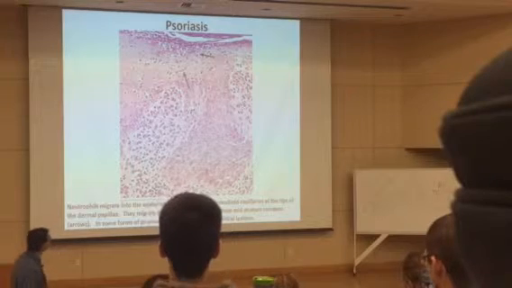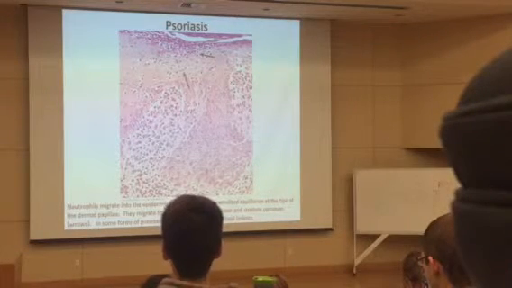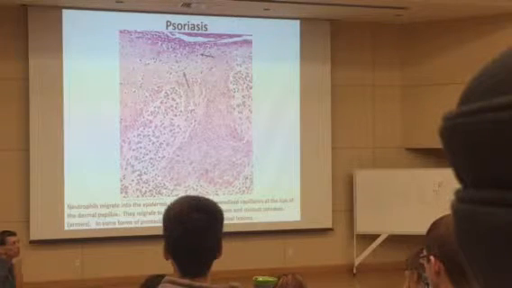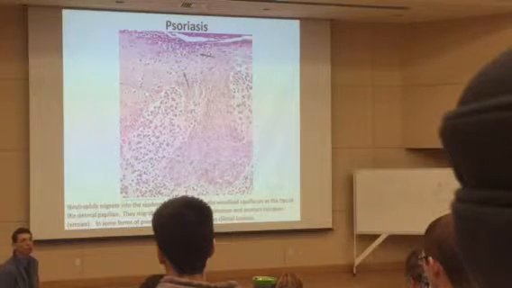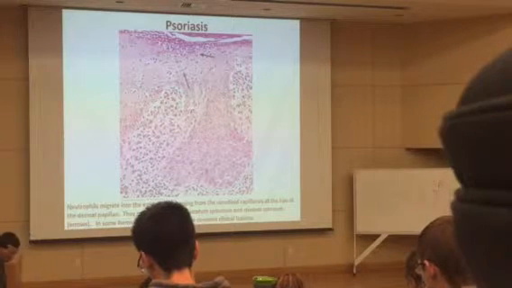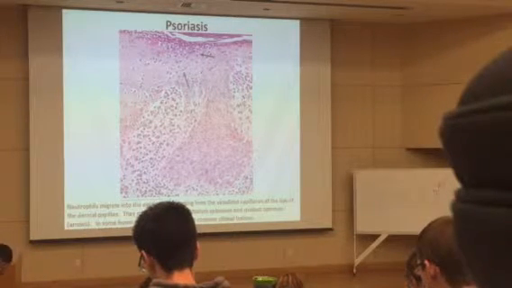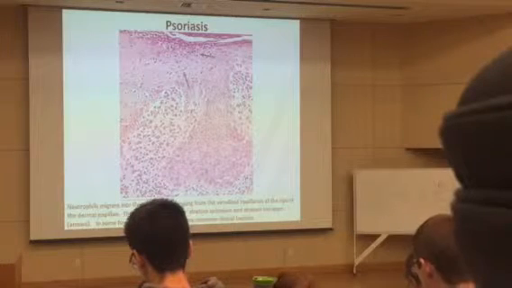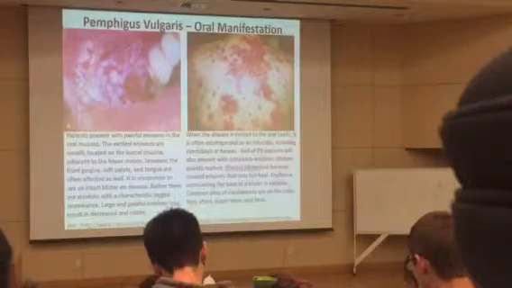epidermis. And if those neutrophils accumulate in the stratum corneum as a microabscess, what's it called? A microabscess of Munro. So those were a couple of things that I wanted you to remember about psoriasis.